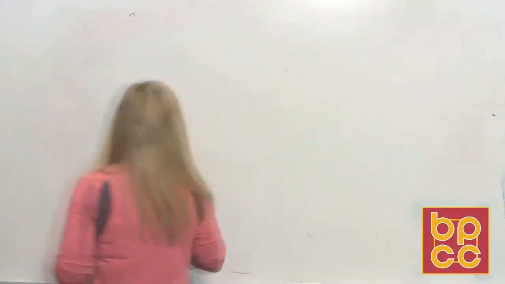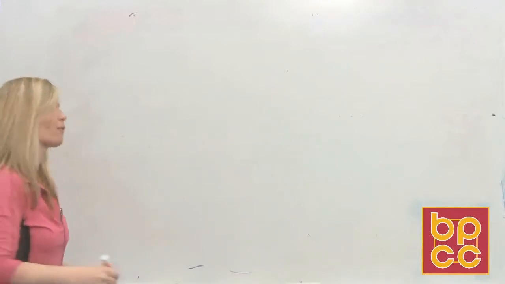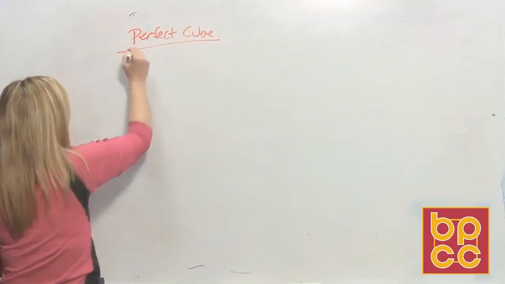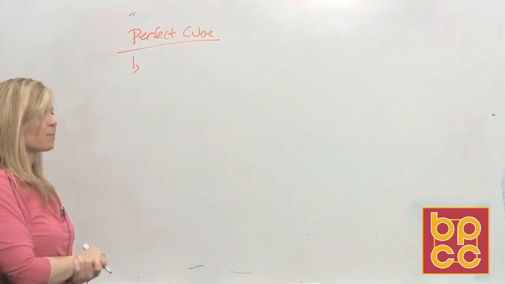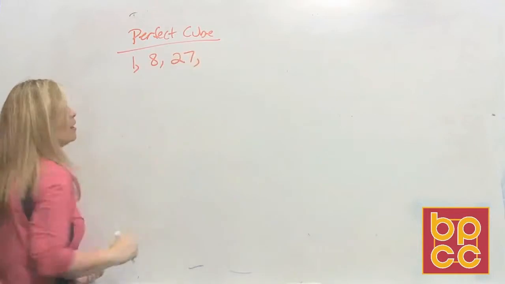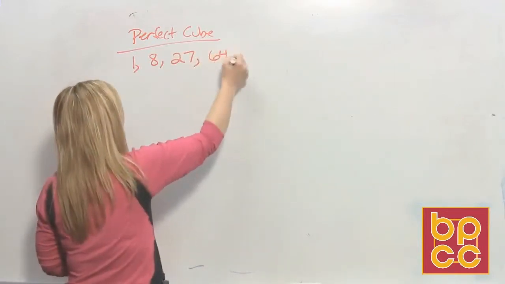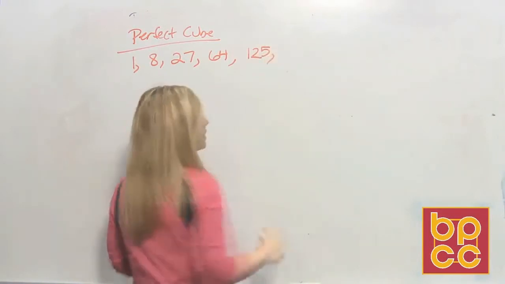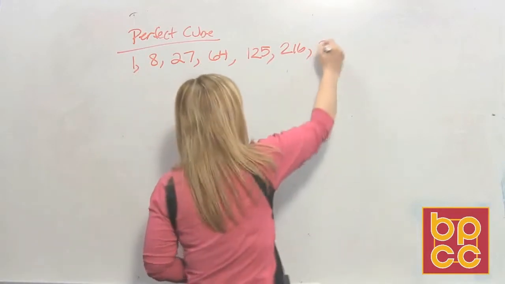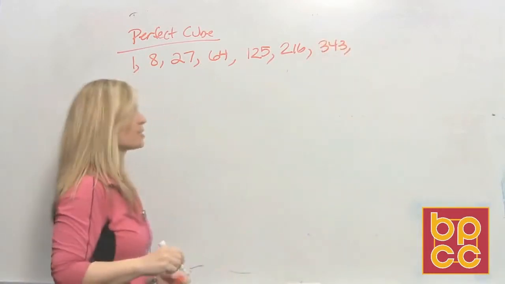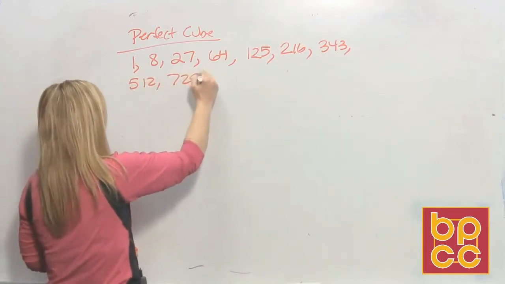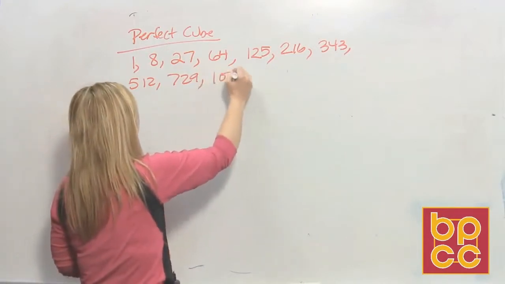So, what number are we going to multiply 3 times to give us a perfect cube? The first perfect cube, obviously, is the number 1, because 1 times 1 times 1 is 1. The next perfect cube is 2 times 2 times 2, which is 8. 3 times 3 times 3, which is 27. 4 times 4 times 4, which is 64. 5 times 5 times 5, 125. 6 times 6 times 6, 216. 7 times 7 times 7, 343. 8 times 8 times 8, 512. 9 times 9 times 9, 729. 10 times 10 times 10, 1,000.